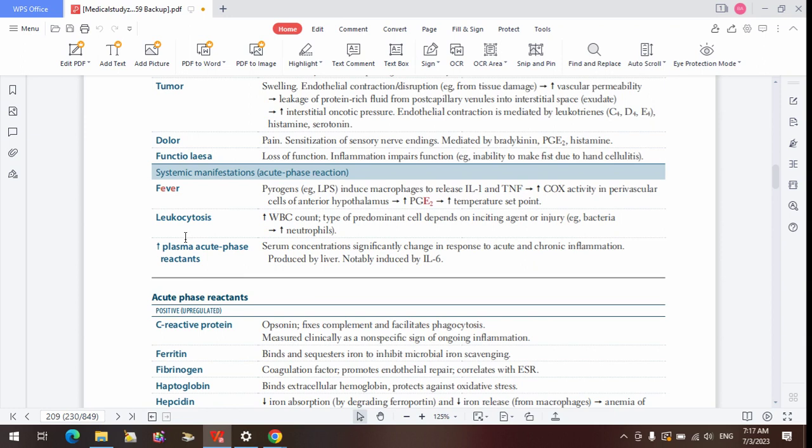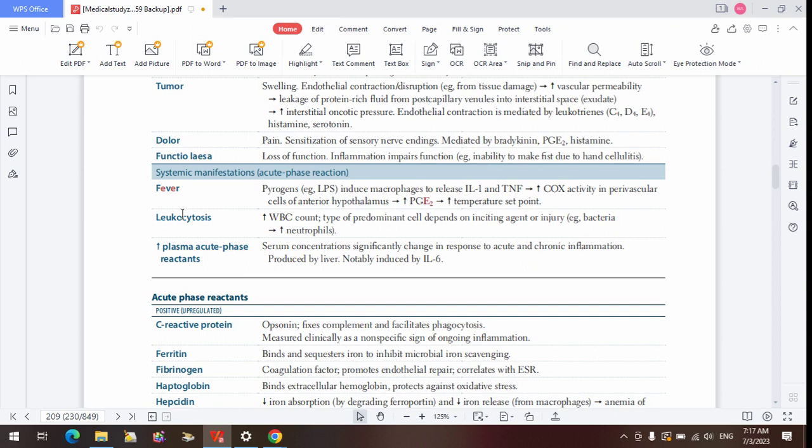Once they recognize the LPS and the lipoteichoic acid, there's going to be a reaction, and macrophages will release interleukin 1 and TNF alpha. We remember from our immunology that interleukin 1 and TNF alpha are the major cytokines that induce fever. How did they do that? They are going to increase the activity of cyclooxygenase, COX, in the perivascular cells of the anterior hypothalamus.